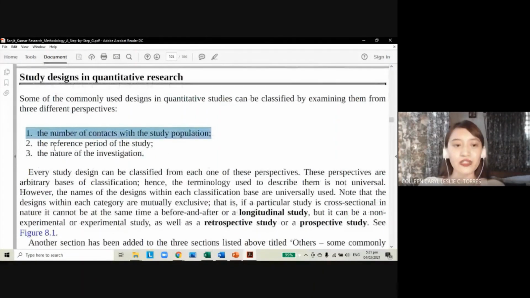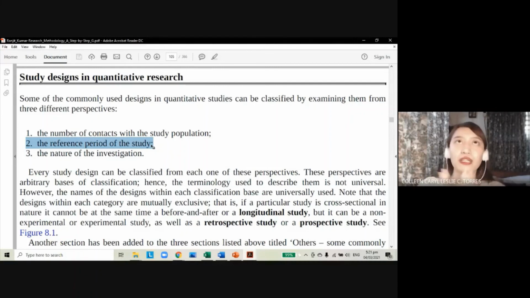All right. So let's look through the types of research designs under the first group. But just to mention the two other groups, we also have two other perspectives or groups of research designs. The second is the reference period of the study. So reference period points towards whether you are looking at past data, present data, or prospective data.